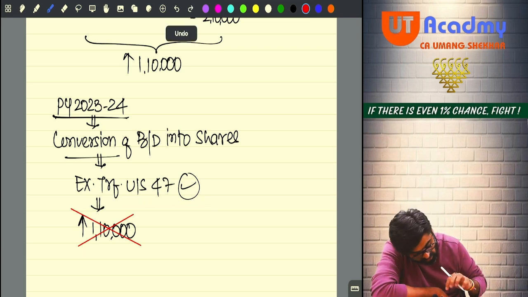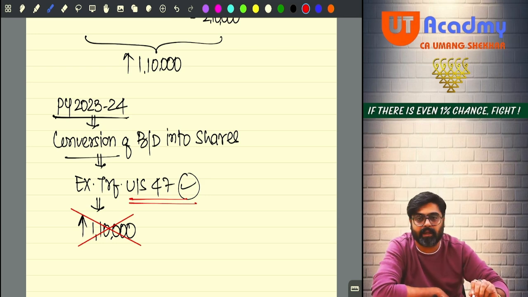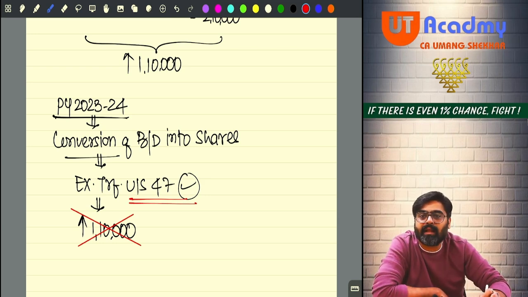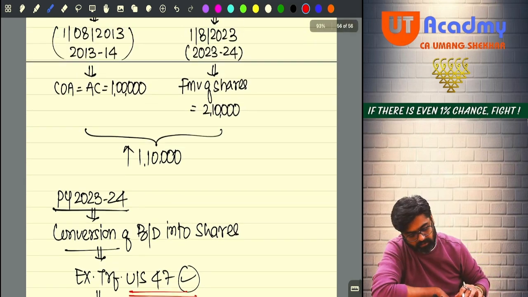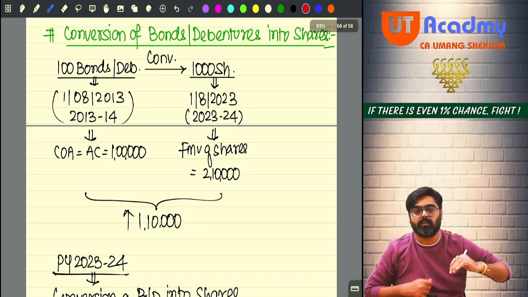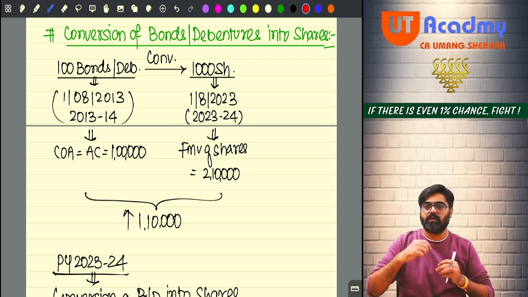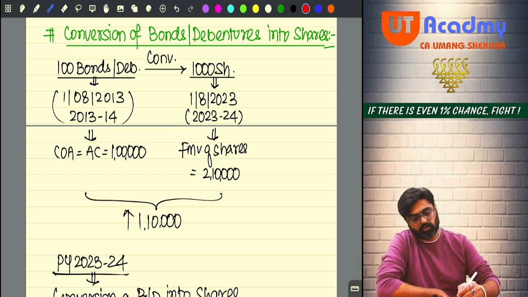So for not charging tax on this 1,10,000, this transfer we had exempted that time. That does not mean that we will never take tax on this 1,10,000. In future, whenever this 1,10,000 will realize, at that time we are going to charge tax on this. Yes or no? So wait. Now will you have 1,000 shares or you will have debentures? You will have 1,000 shares, no? So now what will happen?